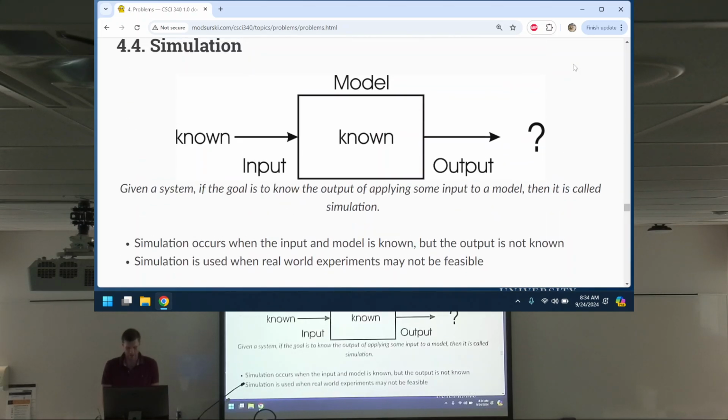And then finally, we have simulation. That's where we have some input, we have some model. What's the output? And we can simulate certain things.